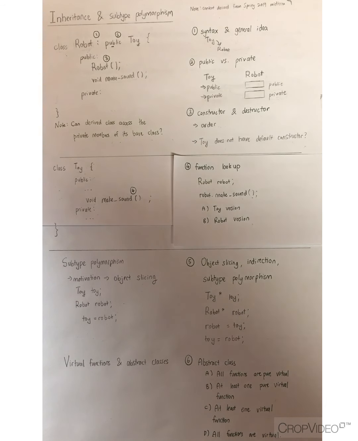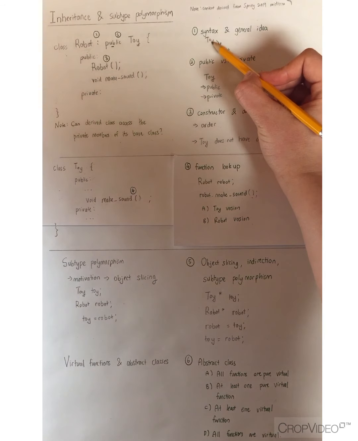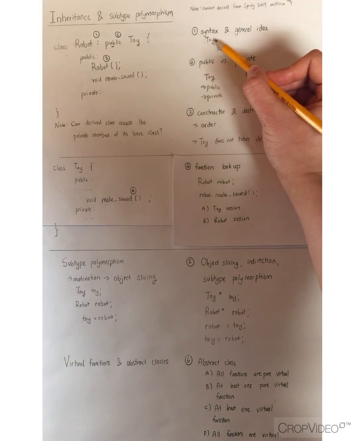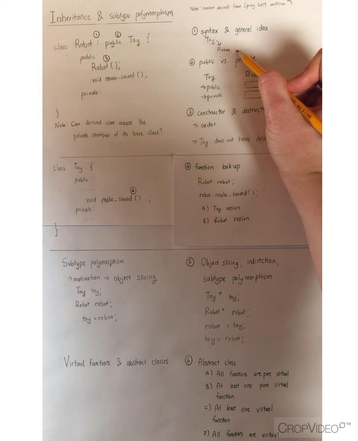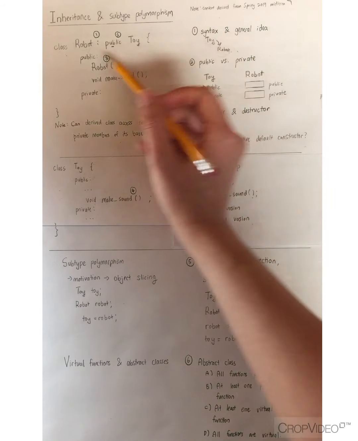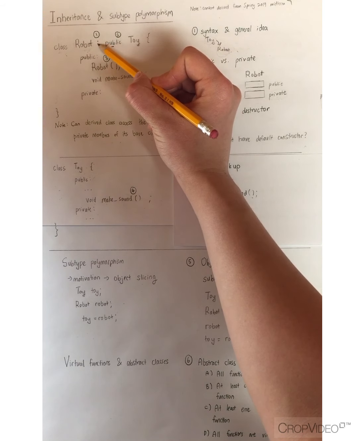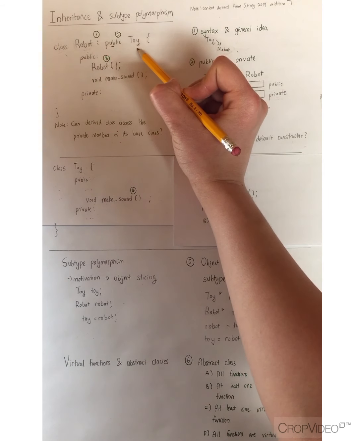So let's just imagine we have a toy class over here and we want a robot class to inherit from it. The toy class would be the base class and the robot class would be the derived class. The syntax is we have class Robot and we use this colon to say that Robot inherits from Toy.